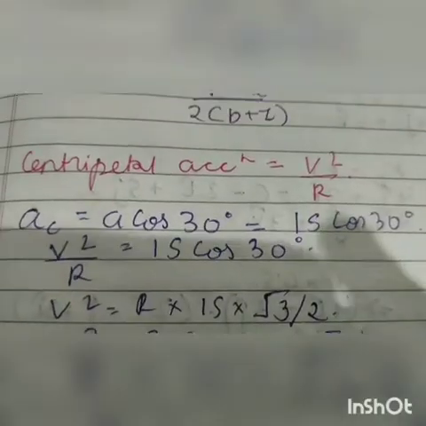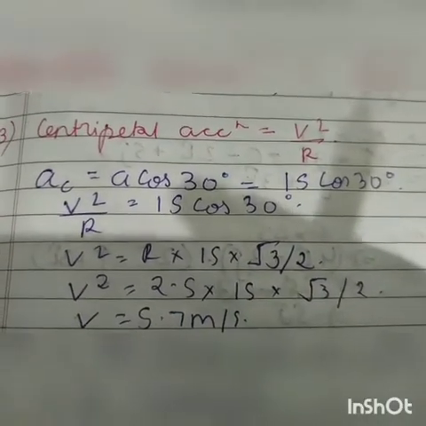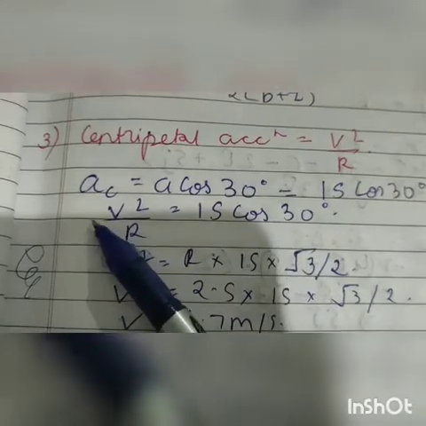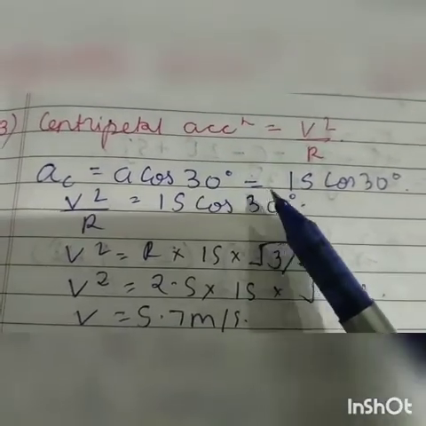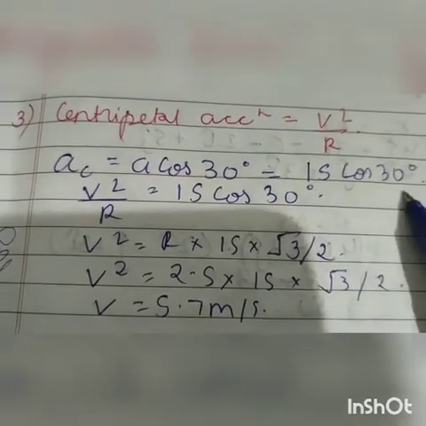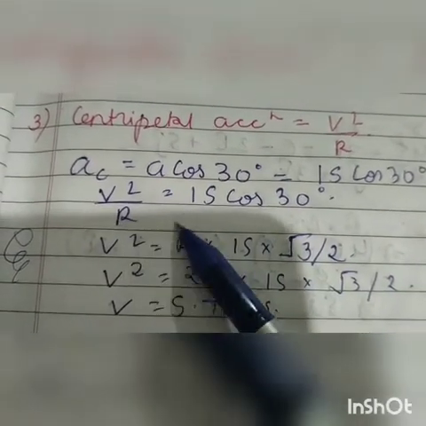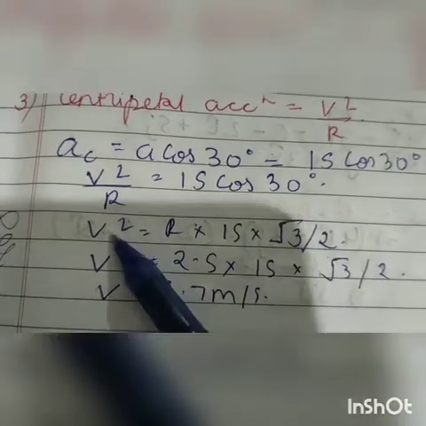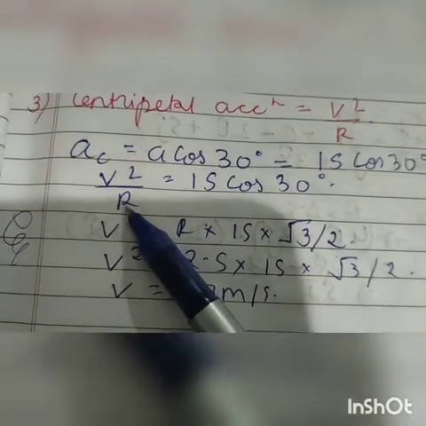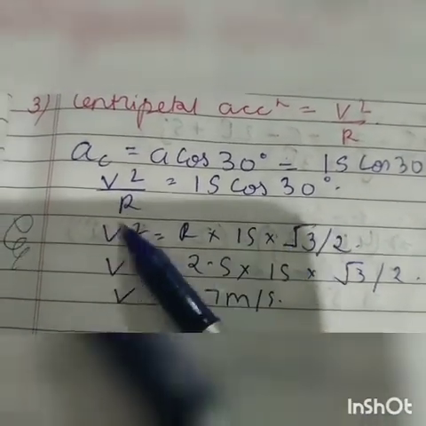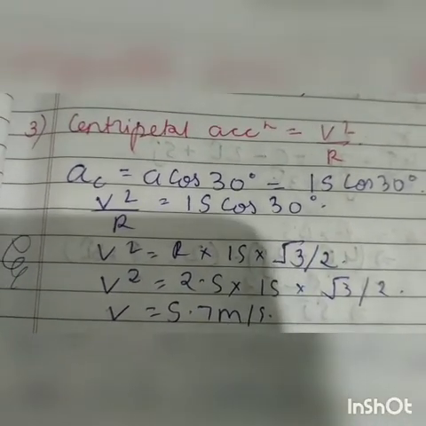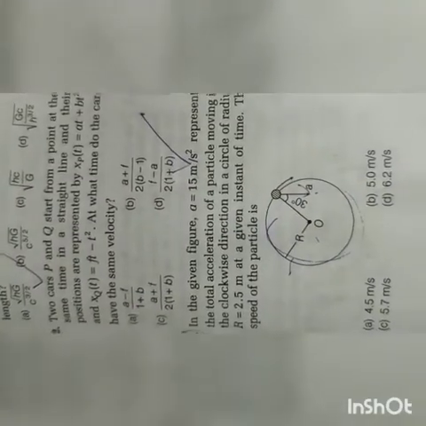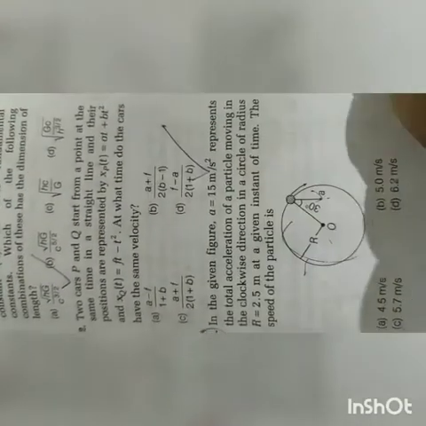As we know, centripetal acceleration is equal to v square by r. So here if we take the components from the figure, we will get a c is equal to a cos 30 degree, it is equal to 15 cos 30 degree. So v square by r is equal to 15 cos 30 degree. After that we will just bring r to here, and we will find the value of v is 5.7 meter per second. So here is our correct option, this.